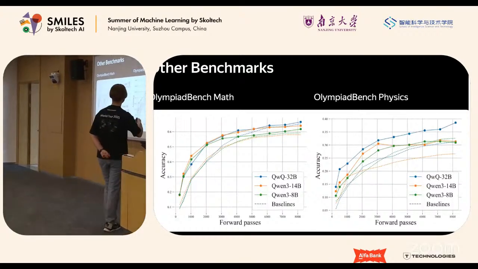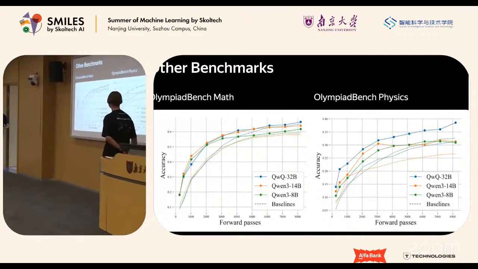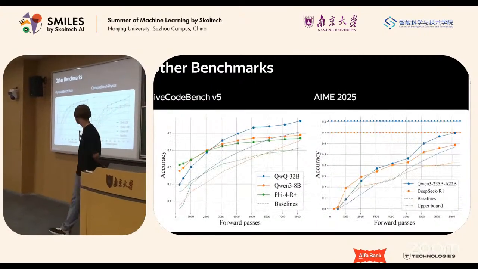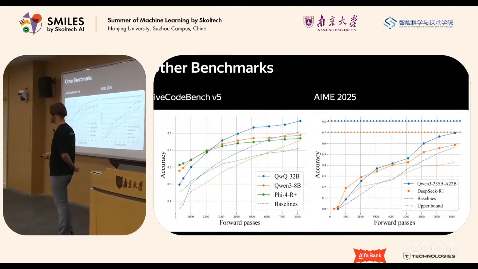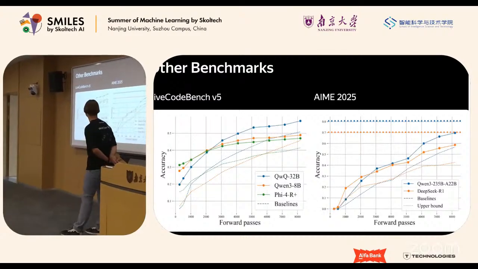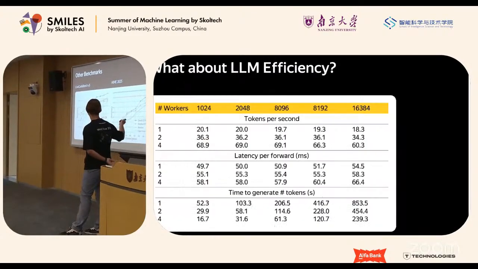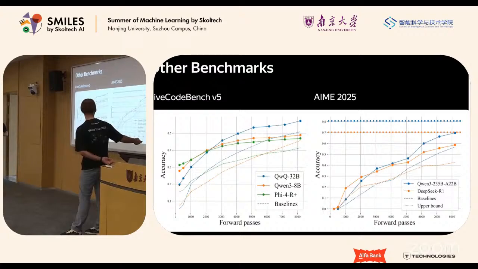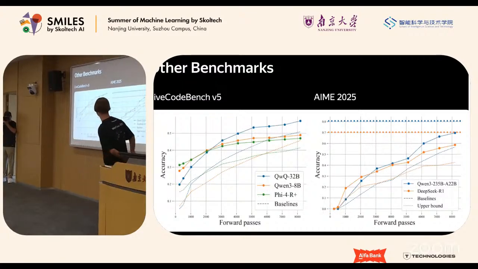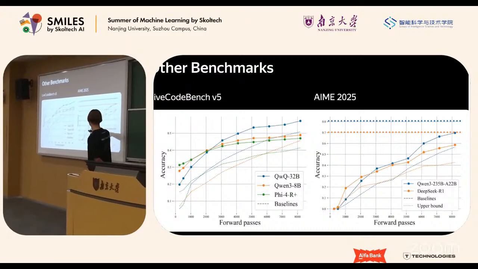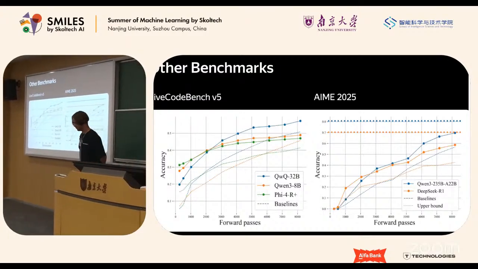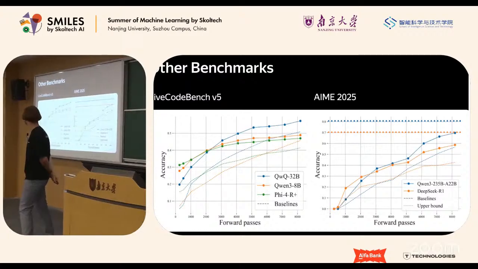We can see the same trends on different benchmarks for math, for physics, heavily dependent on reasoning benchmarks. The LiveCodeBench, AIME, which are all, by the way, done with QwQ 32B and 235B, big Qwen.